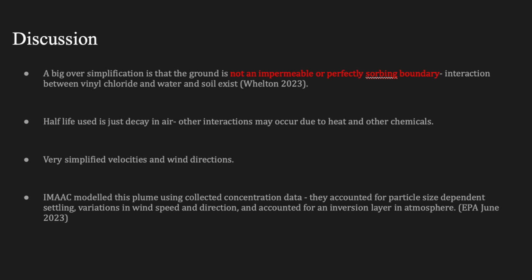So the East Palestine plume was actually already modeled by IMAC, which is the Interagency Modeling Atmospheric Assessment Center. So the way that they did this is they collected actual concentration data from the plume, and in their model they accounted for settling that is dependent on the particle size, variations in wind speed and direction, and accounted for an inversion layer in the atmosphere. So if I had more time to refine my model, I would use actual collected concentration data and use some of the factors that IMAC did account for.